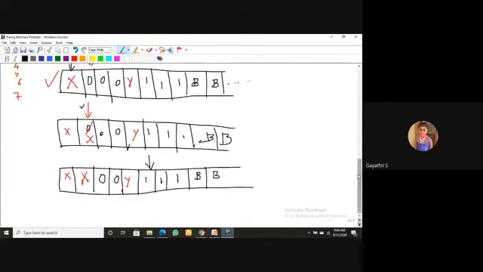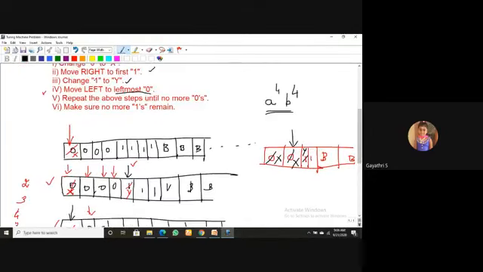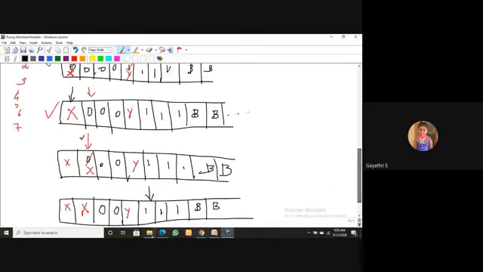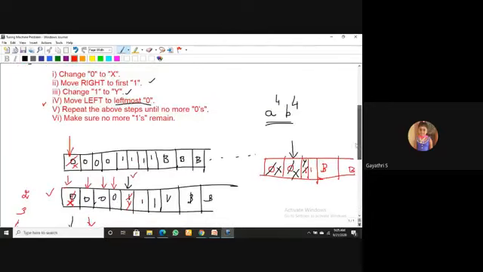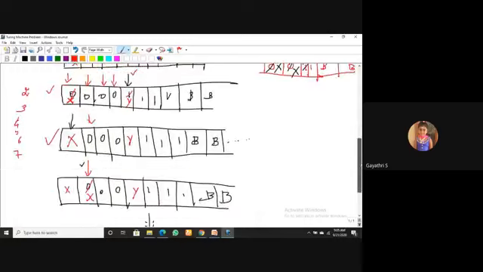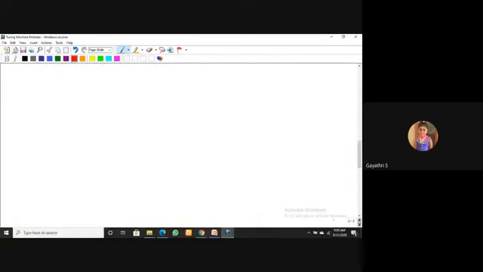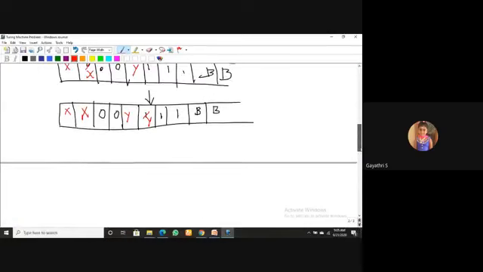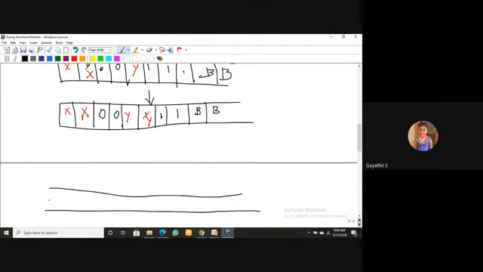So what is the step? Change 1 to y. Move right to first 1. Once you have reached 1, change 1 to y. That 1 is replaced by y. What is the next step? Next step, move left to leftmost 0. Move left to leftmost 0.